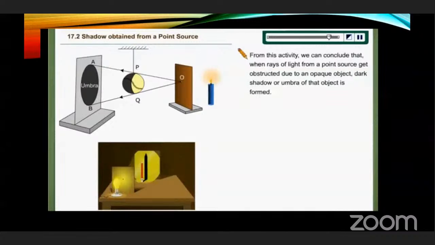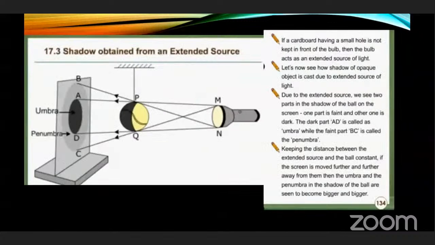Now we see the shadow obtained from an extended source. What is an extended source? An extended source means a big source of light. We will see this activity also. If a cardboard having a small hole is not kept in front of the bulb, then the bulb acts as an extended source of light. Here this torch is the extended source of light.